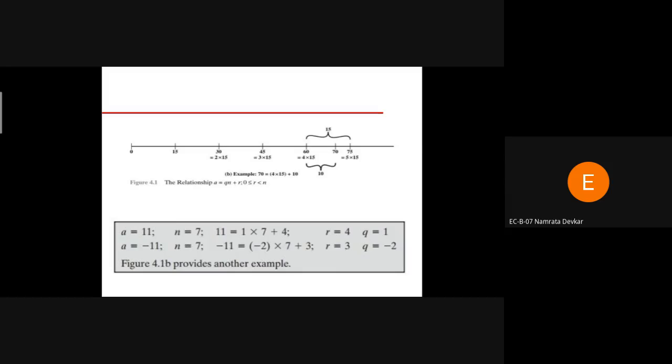If we take negative integers, so the value of a is minus 11 and the value of n is 7, now tell me what should be the remainder and what should be the quotient?